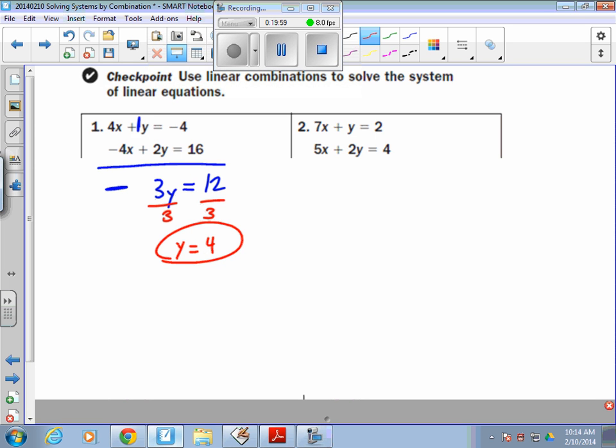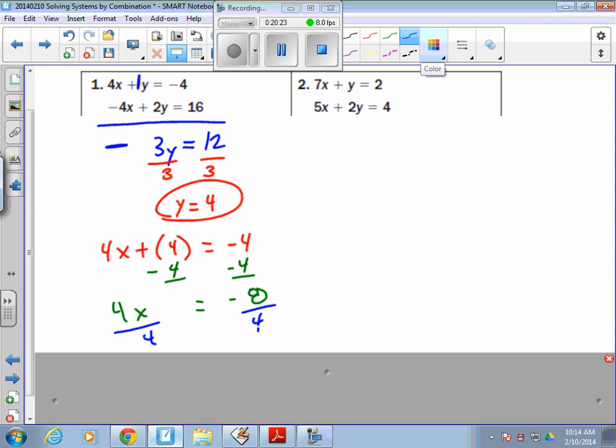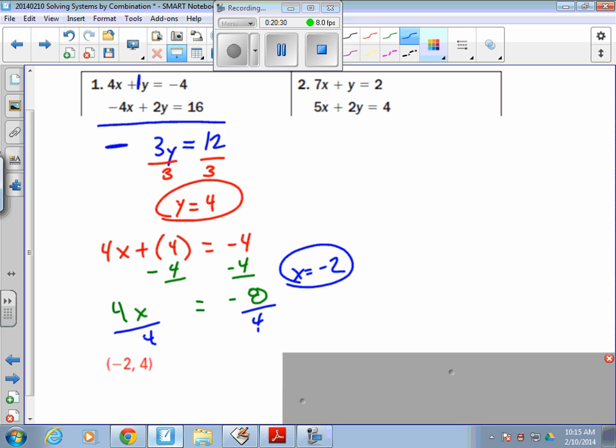Plug that one into either equation. I'll plug it into the first one. 4x plus y's value, which is now 4, equals negative 4. 4 times x, you get rid of plus 4 by subtracting it. Do it here. 4x equals negative 8. And then get rid of 4 times something by dividing it here. We'll come back to the answers in just a second, but you get x's value as negative 2. X comma y, negative 2 comma 4.